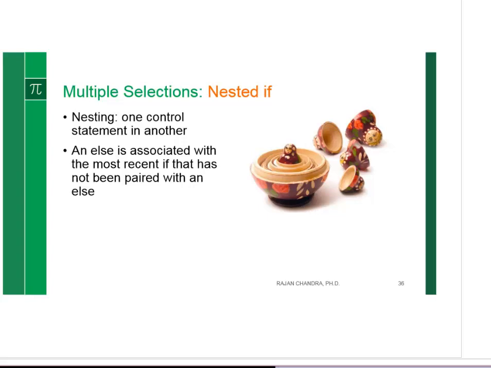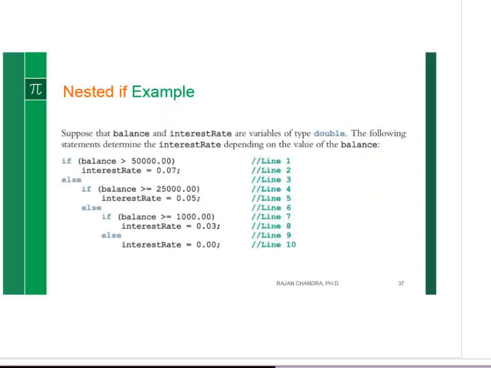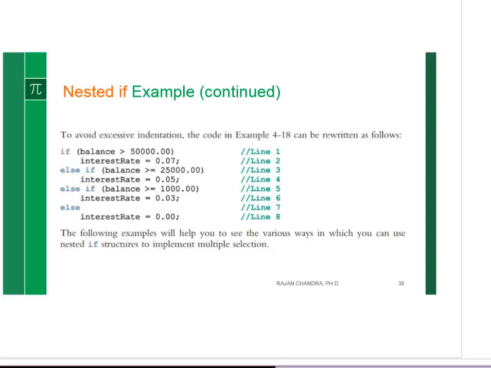Multiple selection, nested if needed. You can put if within an if. For example, you calculate the interest rate depending on the balance. For various balances, you have a different interest rate. For over 50,000, 7%. For between 25,000 and 50,000 is 5%, and so on. And we can also do this using a chain of if else. Study this by yourself.